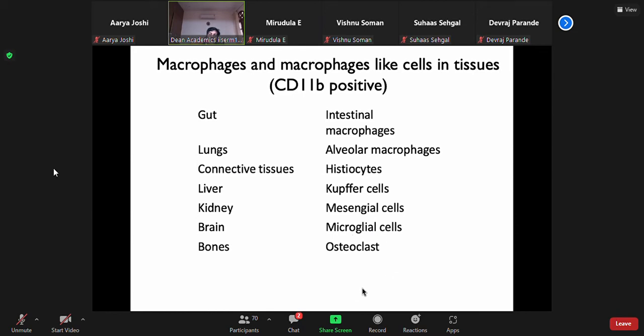You just have to remember these things. If you find these macrophages in brain, you call them microglial cells. Kidney, mesangial cells. Liver, Kupffer cells. Histiocytes in connective tissues. Right? And so on and so forth.